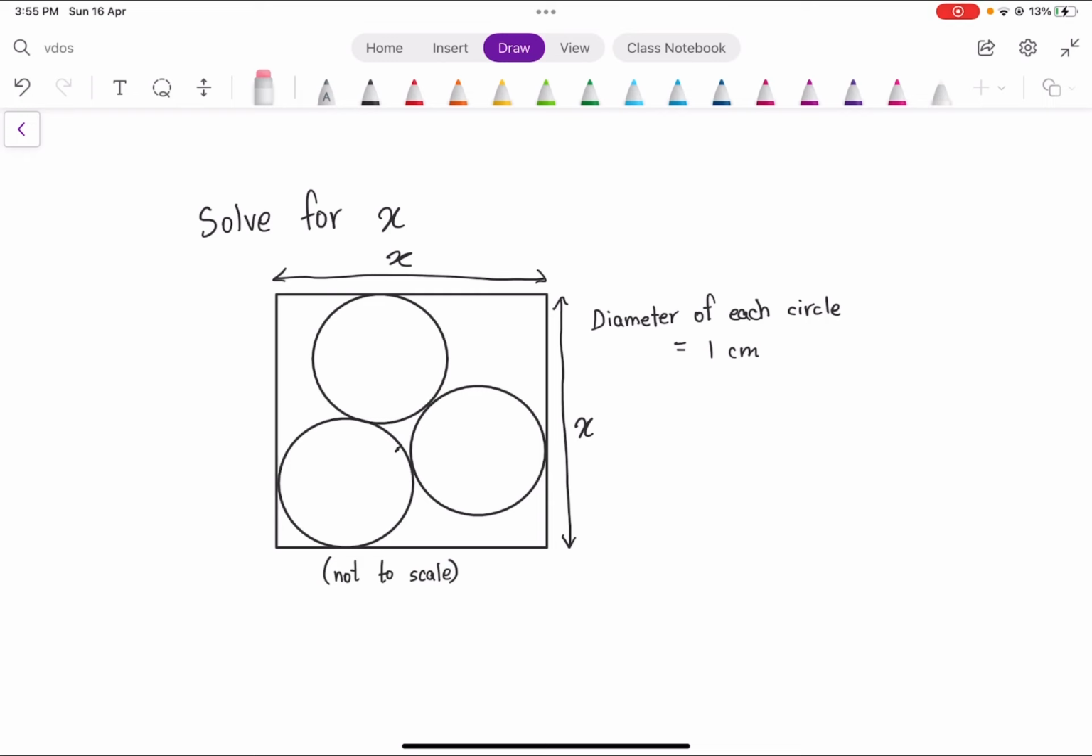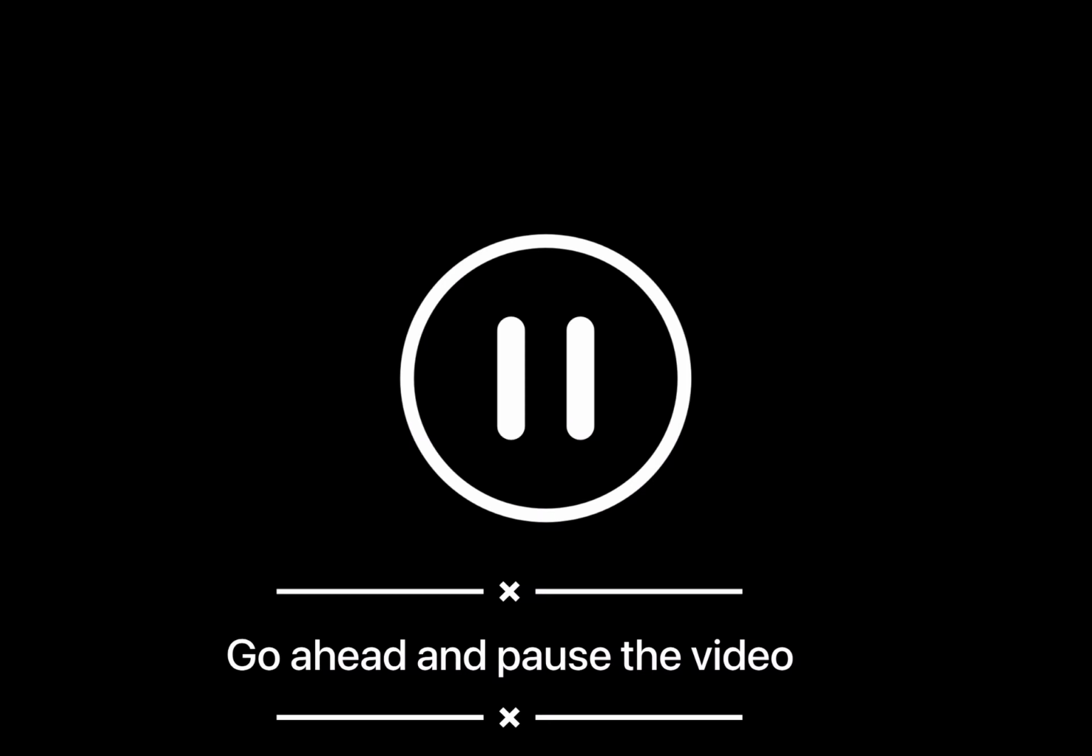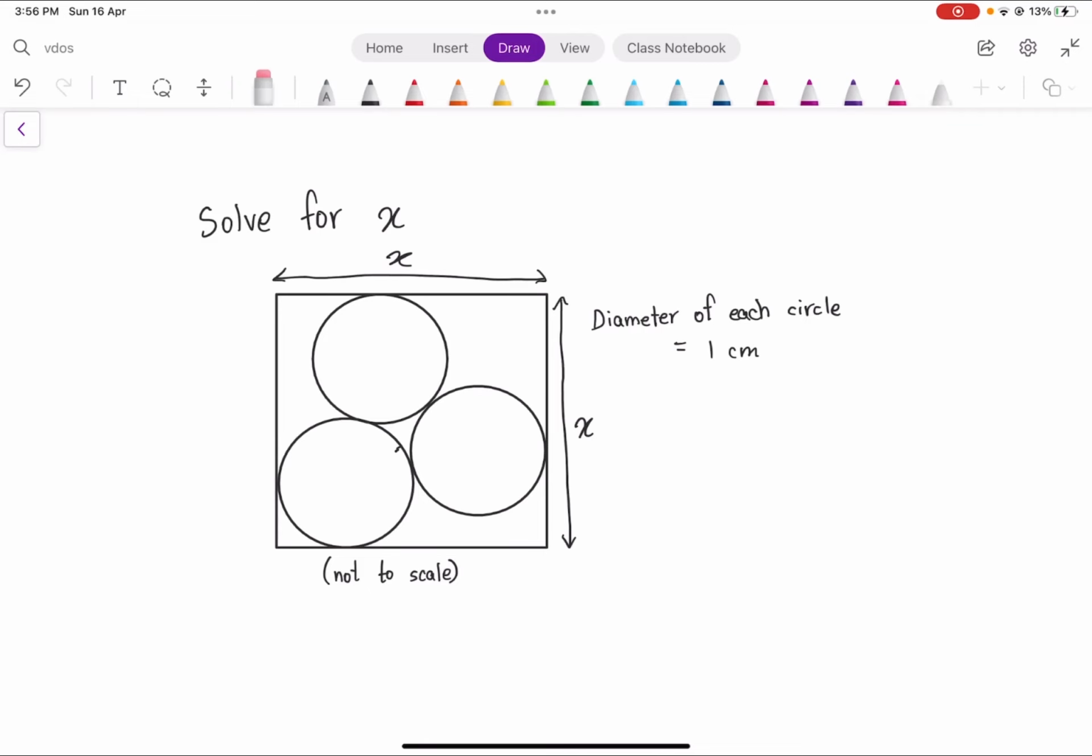If you want, you can pause the video for a second and try to solve the problem yourself. After that, we are going to be talking about the solution and how to solve this question step by step. So without further ado, let's get started.